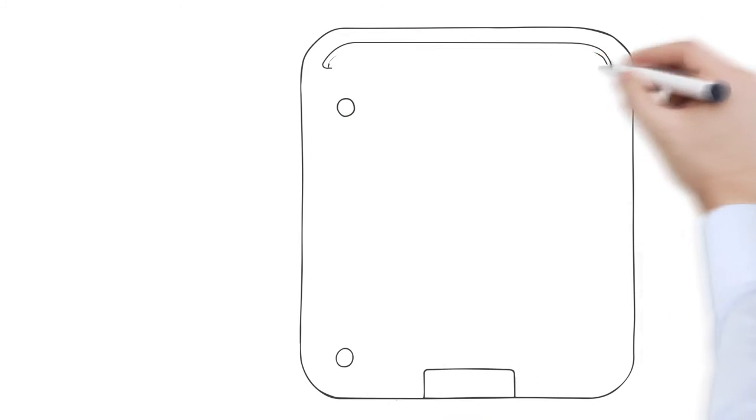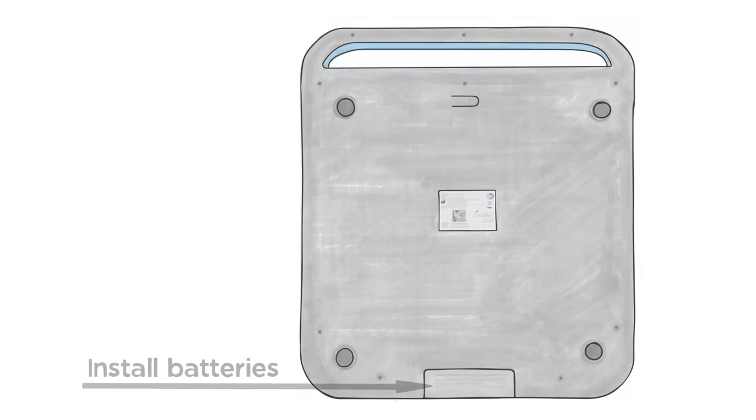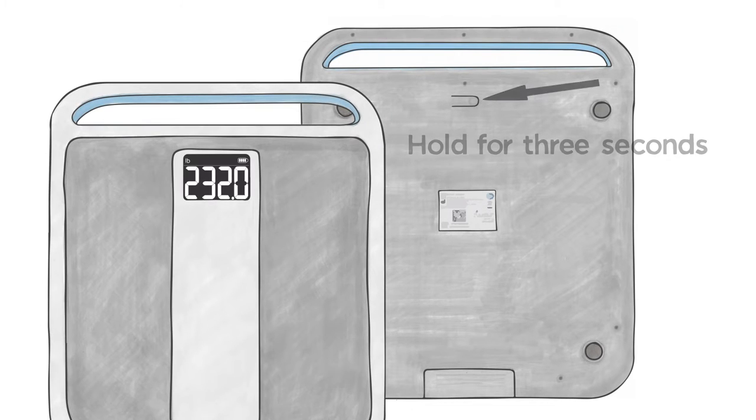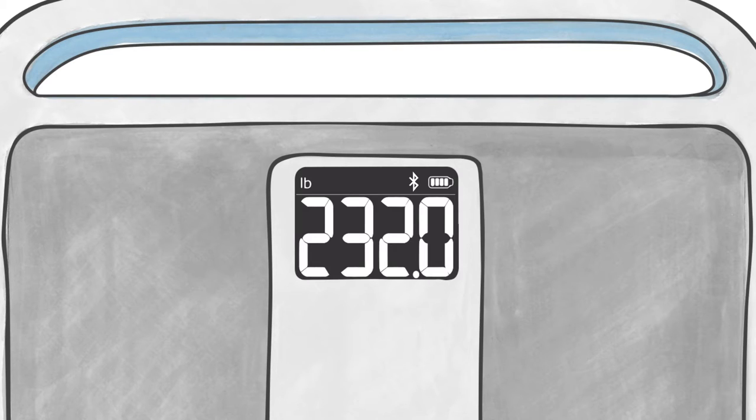Now, turn your attention to the Welch Allyn Home Scale. Install the batteries if you haven't done so already. Press the button on the back of the scale once so that the screen turns on. Then, press and hold. The Bluetooth icon flashes on the display as the devices are paired.